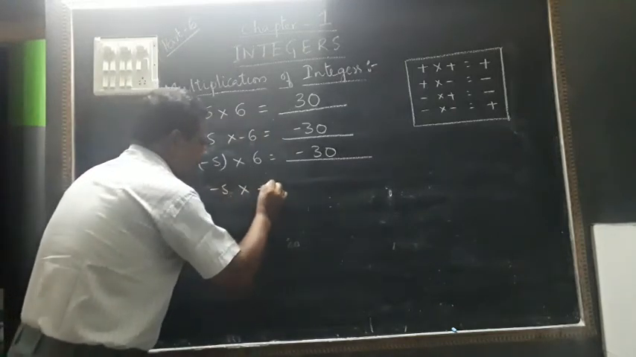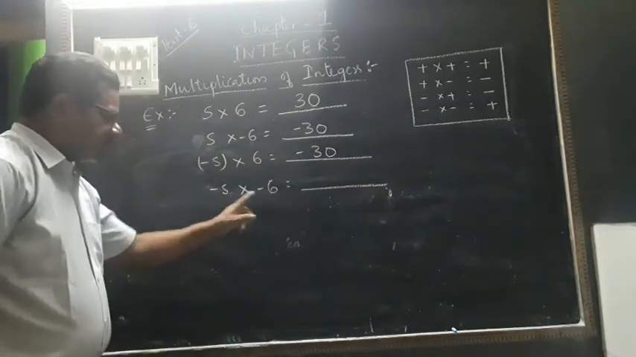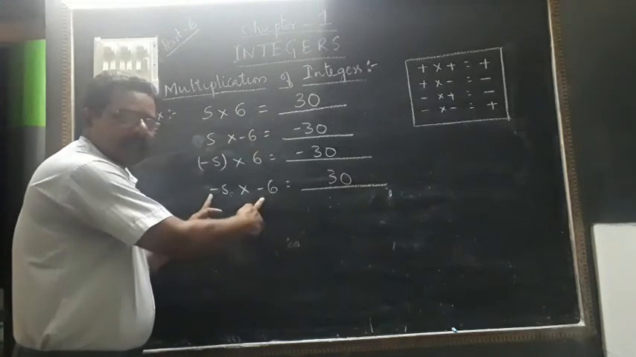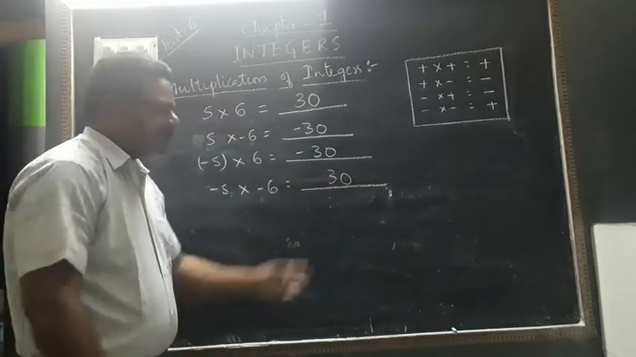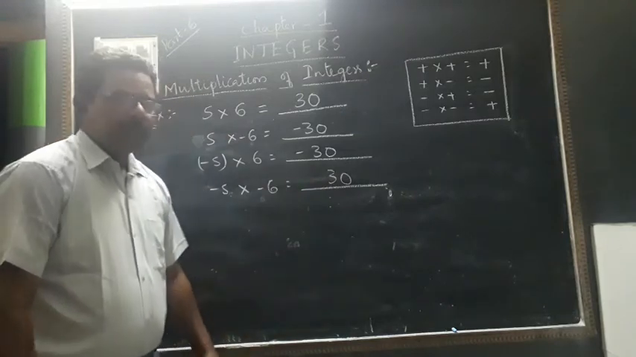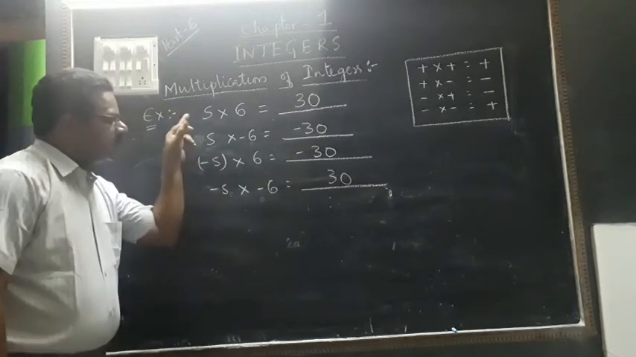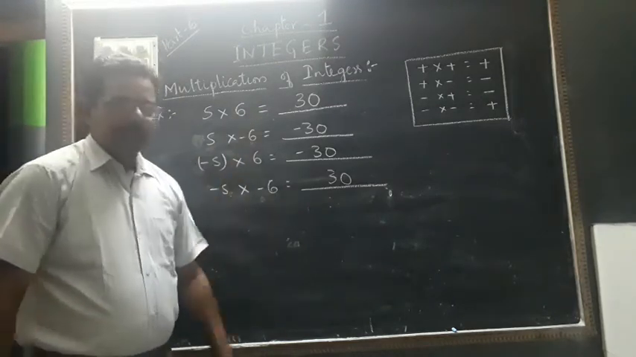Minus 5 into minus 6 is equal to how much? 5 6s are 30. Both are negative integers. If you multiply two negative integers, you get a positive value. That's why no need to write the symbol. Okay. Negative means you have to mention the symbol, positive means no need to mention. So these are the four examples for multiplying two integers.